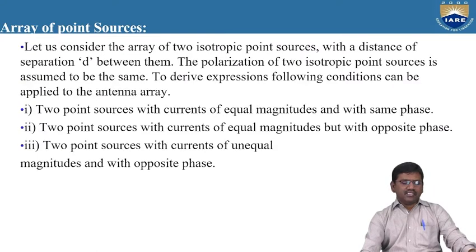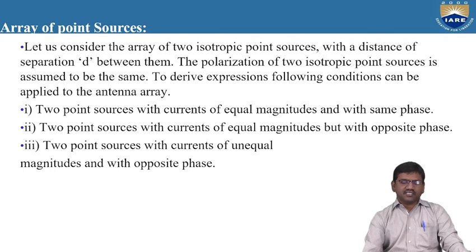Let us discuss an array of 2 point isotropic sources with a distance of separation d between them. An isotropic source is one which radiates uniformly in all directions. The polarization of the 2 isotropic point sources is assumed to be the same. To derive expressions, the following conditions can be applied to the antenna array. So there are 3 cases.